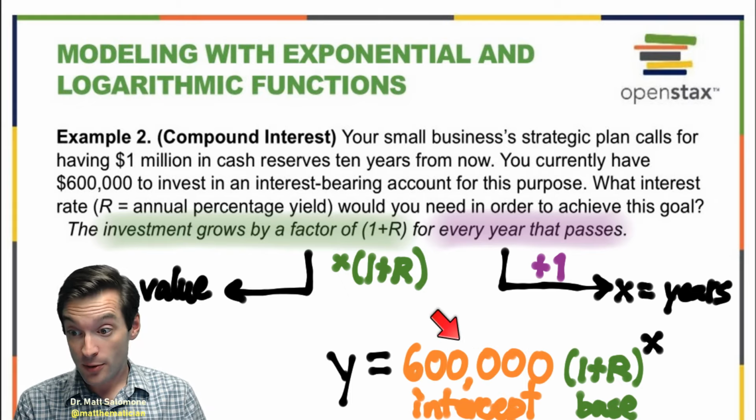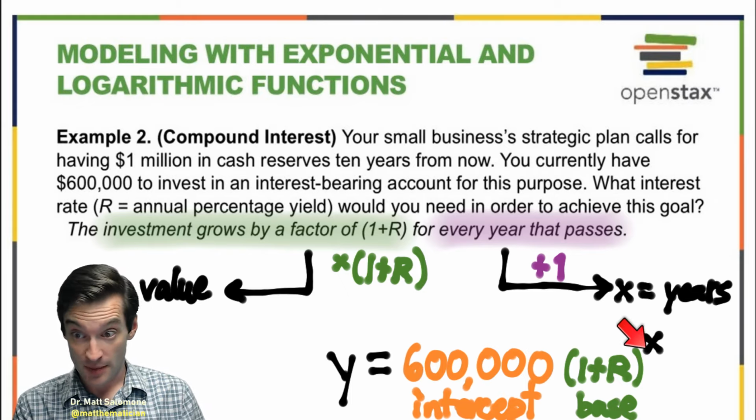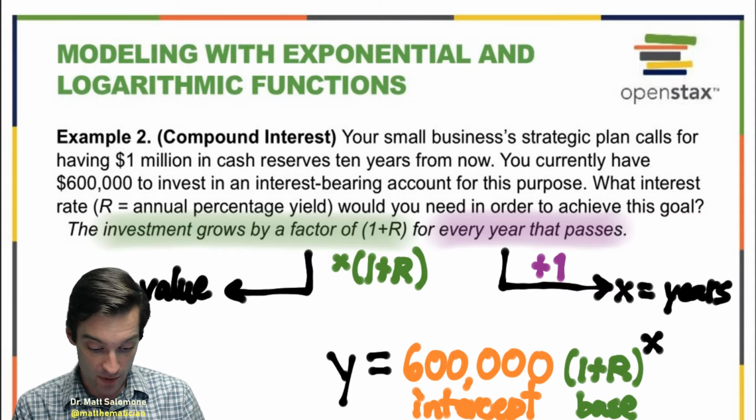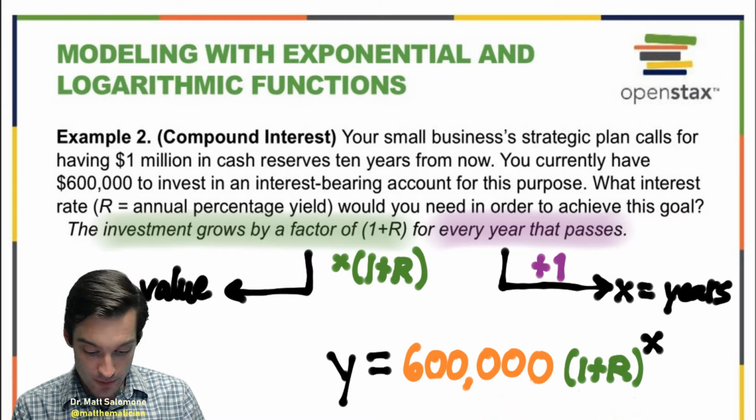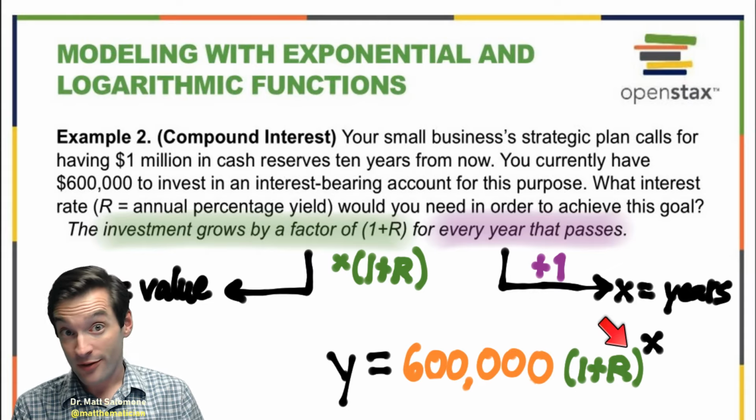We start with $600,000 when x is equal to 0 in my initial investment, and then every 1 year that passes, the amount of money in that account is being multiplied by 1 plus r. And so that forms the base of my exponential equation. So the question now is, what do I know and what am I trying to find out?